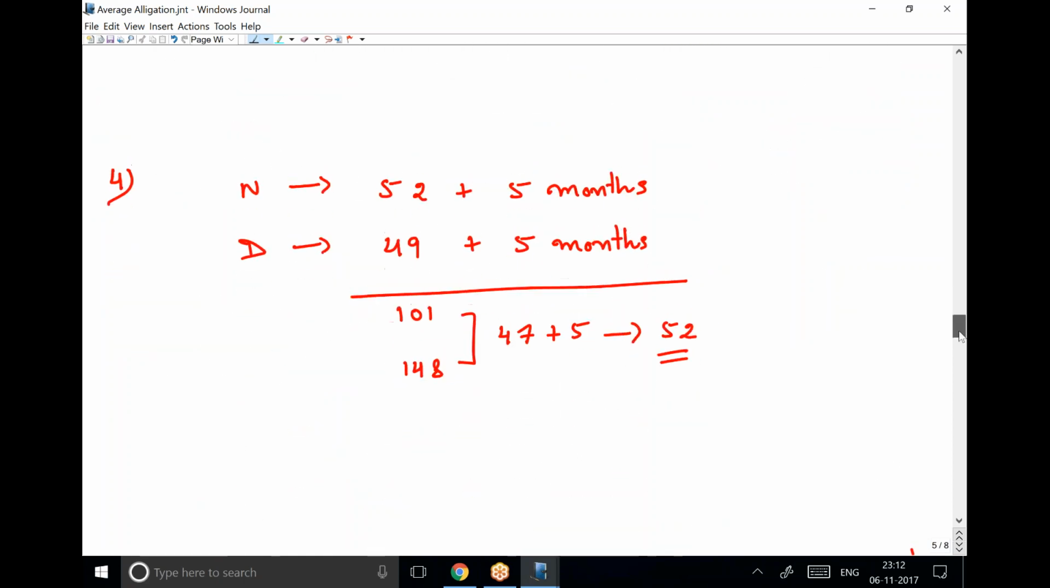Now look at question number 4 here. In question number 4 you can see they are looking at 2 professors, and at a particular time one was born in 1947, the other born in 1950. So at the same time their ages will be 52 plus 5 months and 49 plus 5 months. This is given to us. Together we can immediately say the age comes out to be 101 approximately, right?